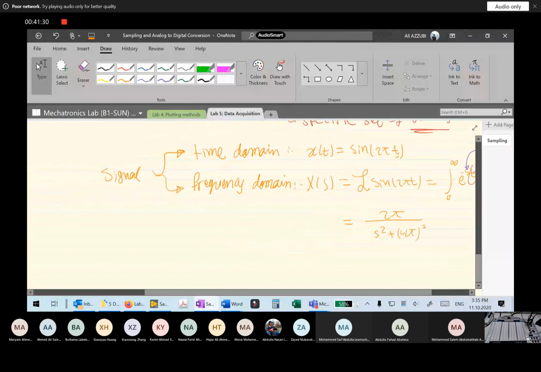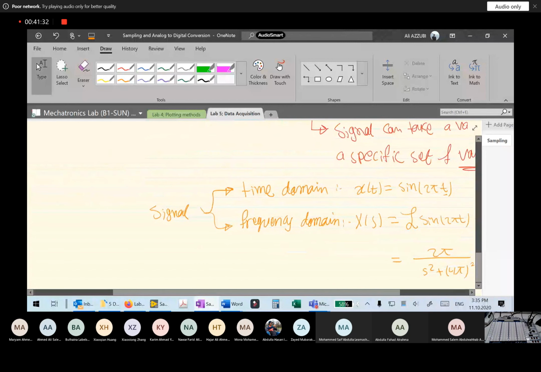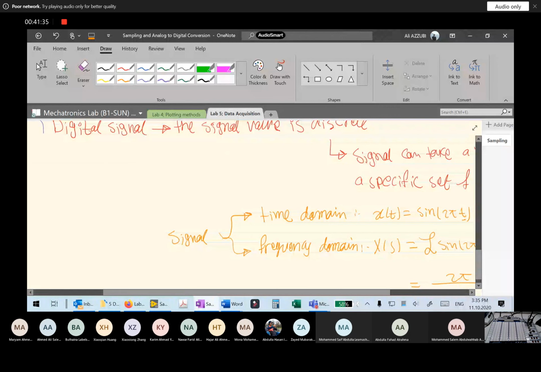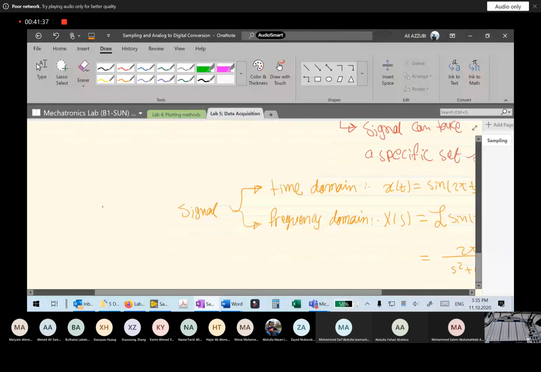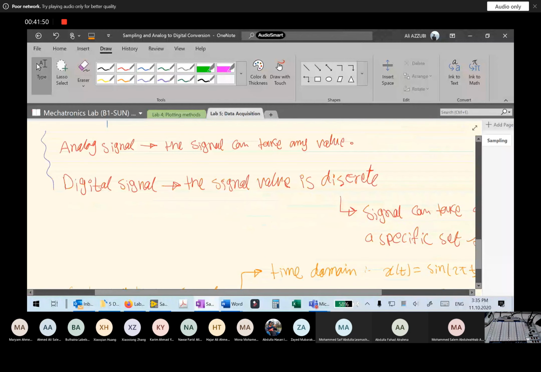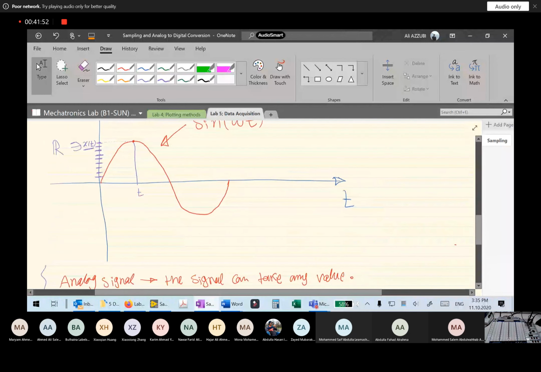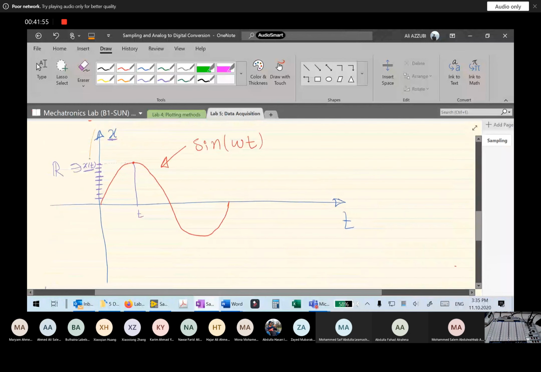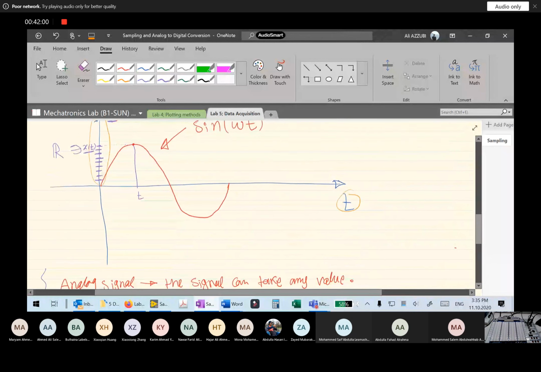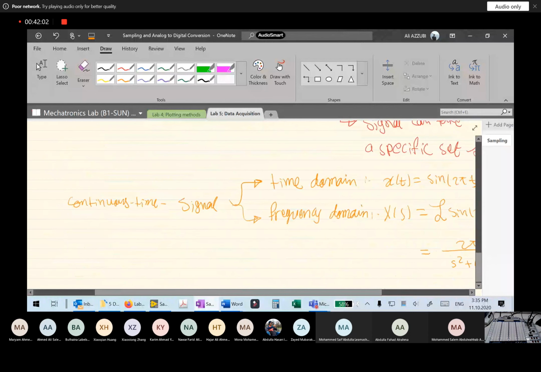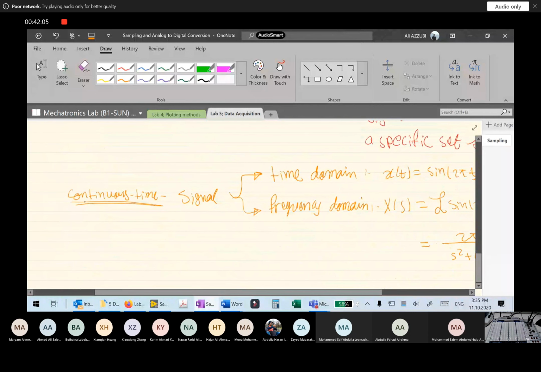Now, if the signal is discrete, which I will define now. This is a continuous-time signal. I have defined analog and digital, and all of my explanation was regarding the value axis. But what about the time axis? If your time is continuous, I'll say continuous time. What does continuous time mean?